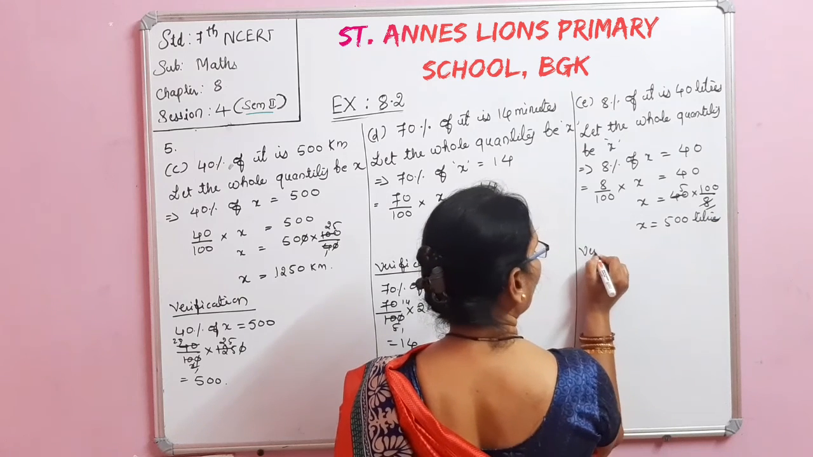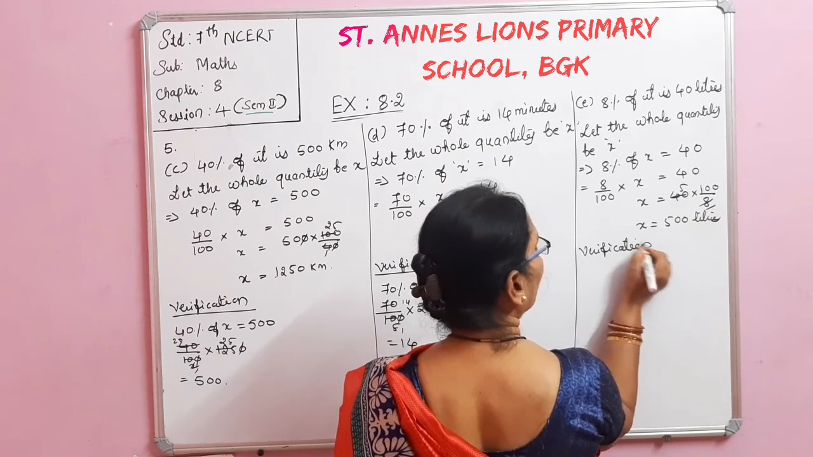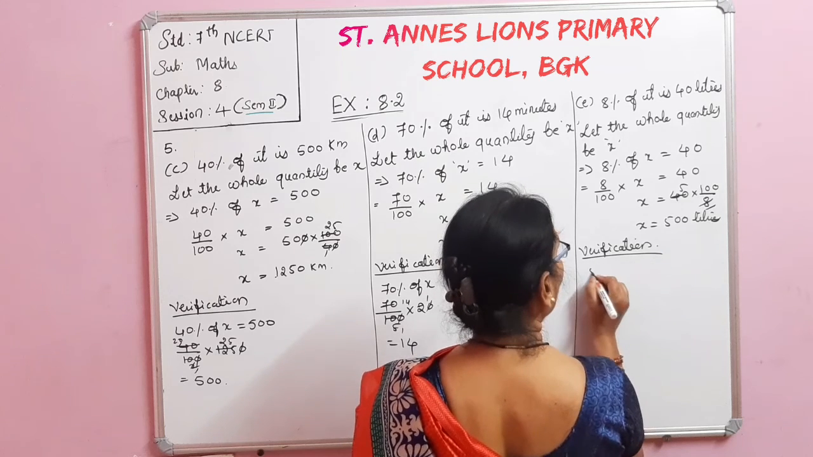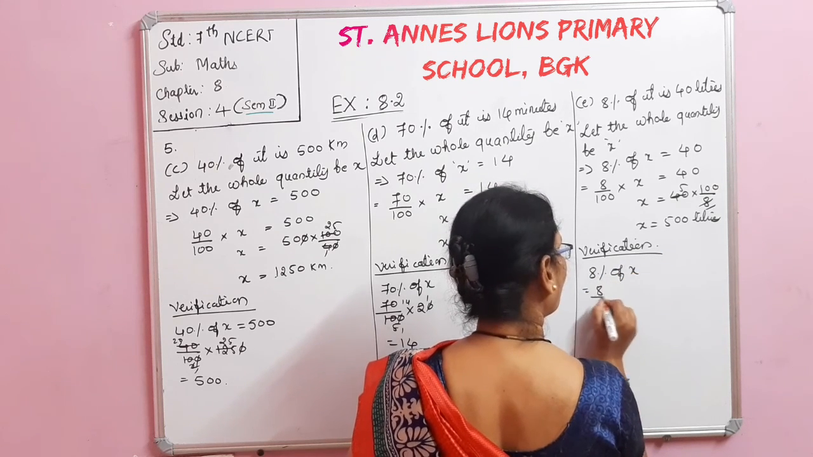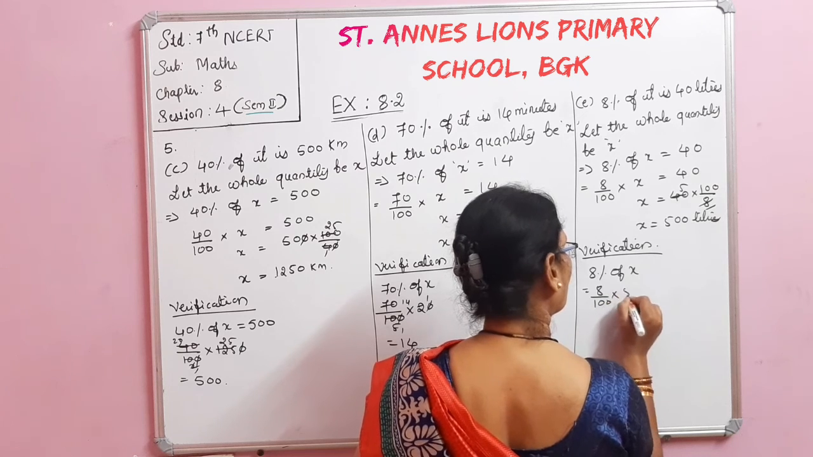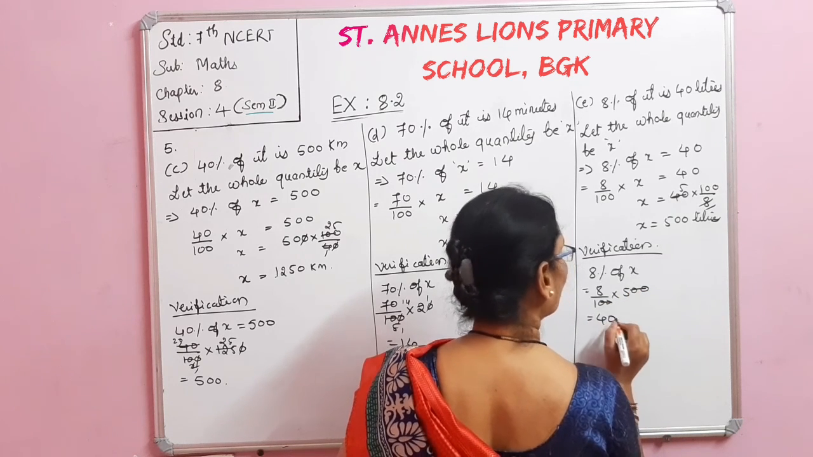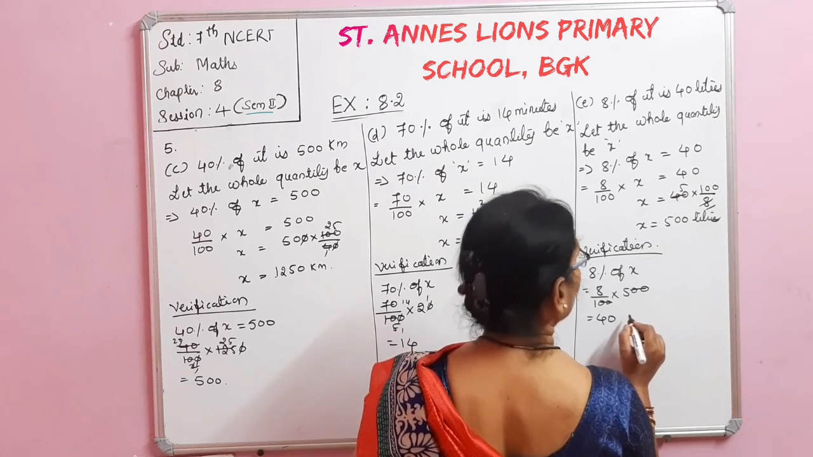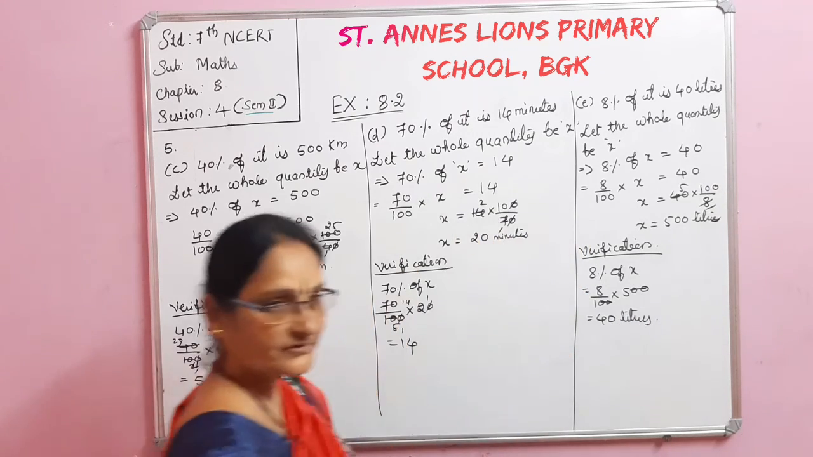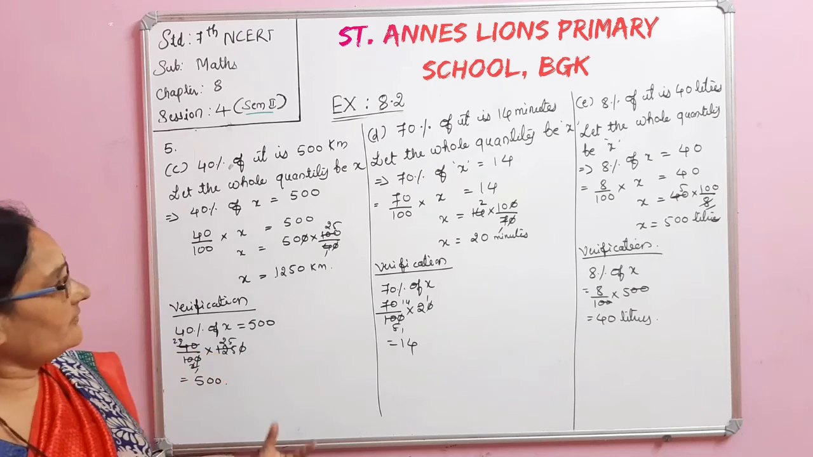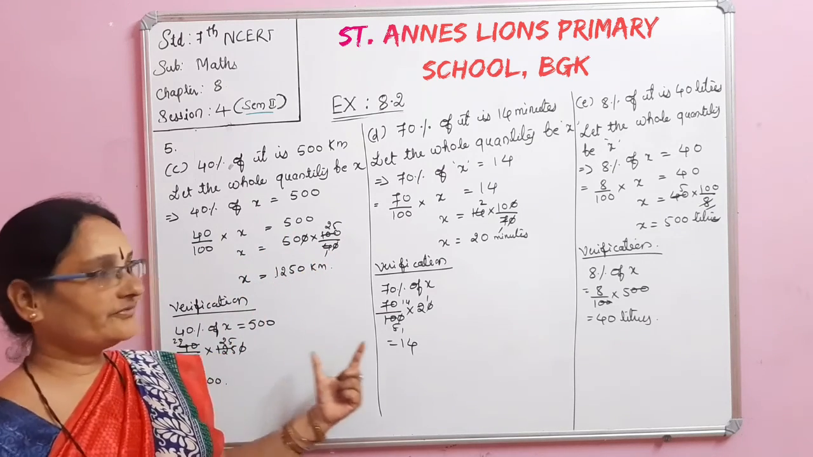Okay. Now we will do the verification whether it is correct or not. Now verification. 8% of X, that is 8 by 100 into 500. 0 0 cancel. 8 5s are 40 liters. Yes, exactly. The correct answers we got. So this is what the method of solving the problem as well as the verification.